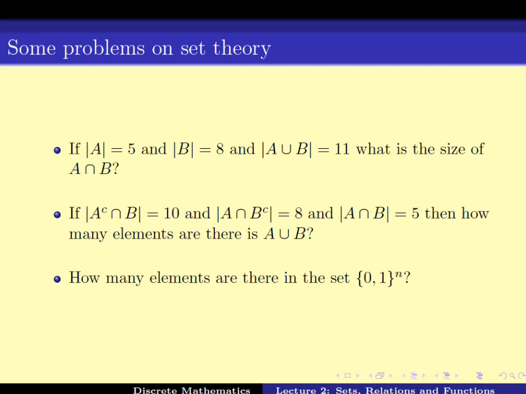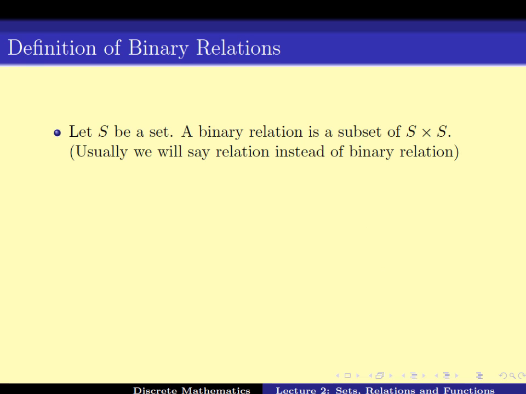Now moving on, let's move to the next important abstract object. This is called a relation. In particular, we will be looking at binary relations. So what is a binary relation? If S is a set, a binary relation is a subset of S cross S, or S Cartesian product with S. We usually call this a relation, though more correctly it should always be called a binary relation.